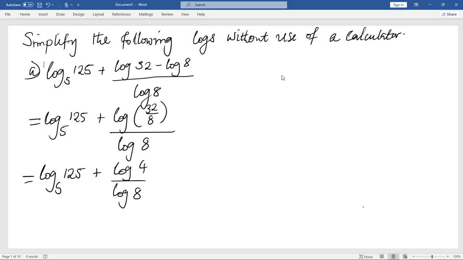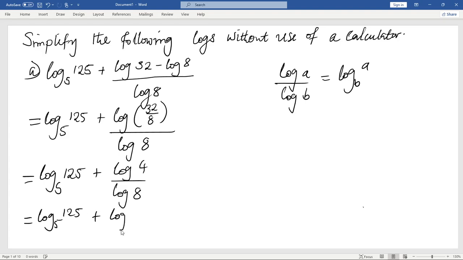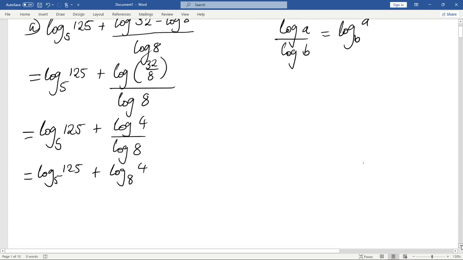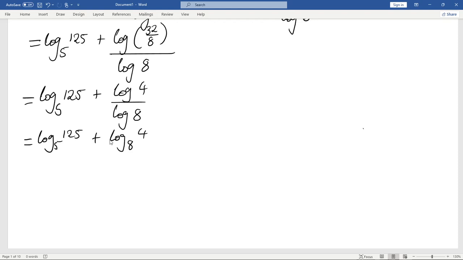Now, there's a property that states that if you have log A divided by log B, then this is the same as log A to the base B. So on this side, we're going to have log 125 to the base 5 plus log 4 to the base 8. What we're going to do is get the value of log 125 to the base 5 and also the value of log 4 to the base 8.